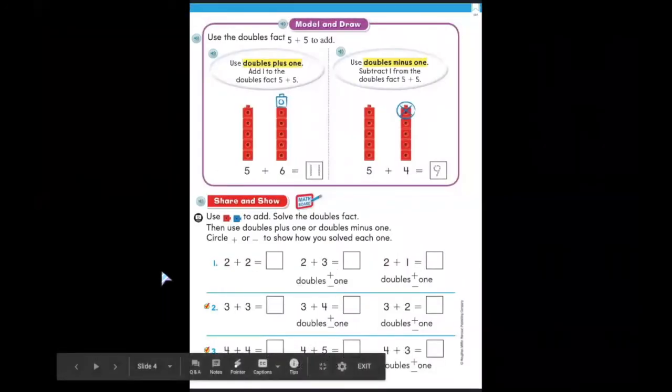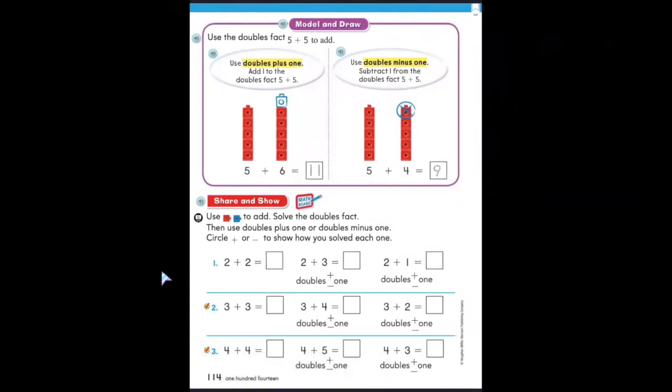Now let's turn over to page 114 in our math books. At the top, it says model and draw. The directions say use the doubles fact 5 plus 5 to add. The first problem says use doubles plus 1. Add 1 to the doubles fact 5 plus 5. The strategy we are using here is called doubles plus 1.